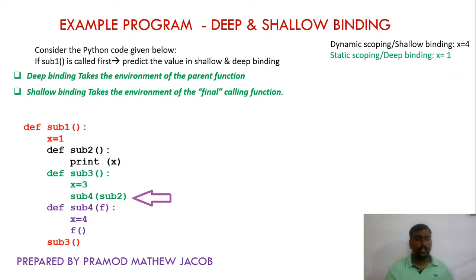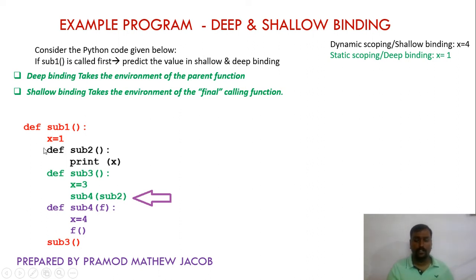Consider the Python code given below. Def is used to represent a function or a definition in Python. So def sub1, inside sub1 we are initializing the value of x as 1, and we are defining three functions named sub2, sub3 and sub4, and we are calling the function sub3 inside the definition of sub1. So the program execution will begin from definition of sub1, because the question is, if sub1 is called first, predict the value in shallow and deep binding.